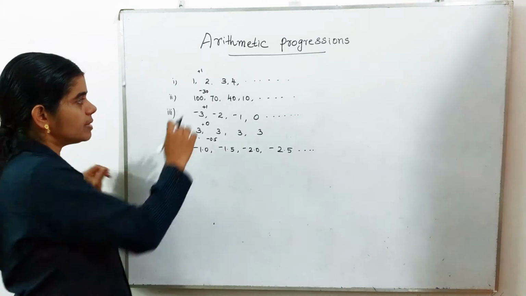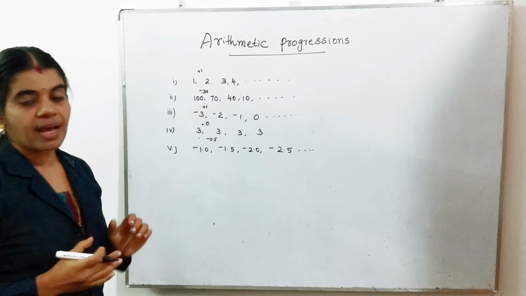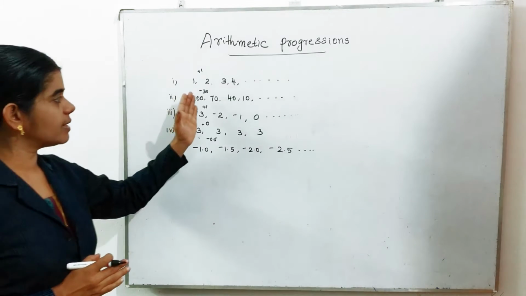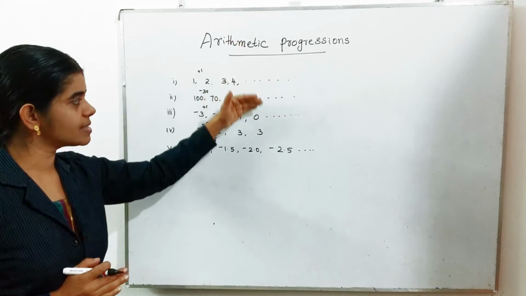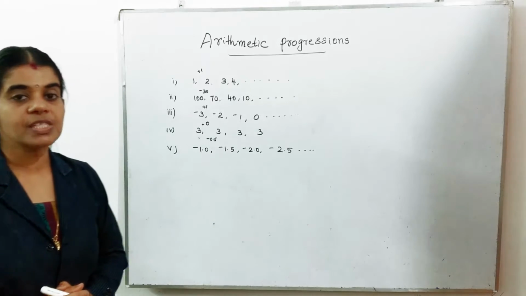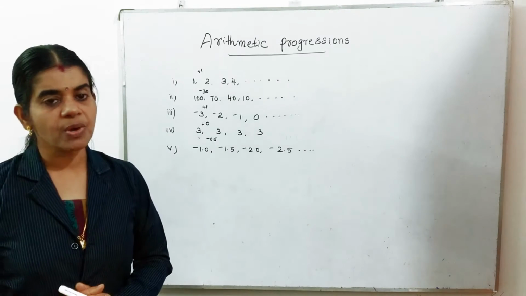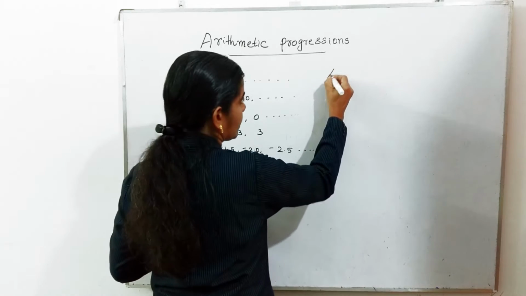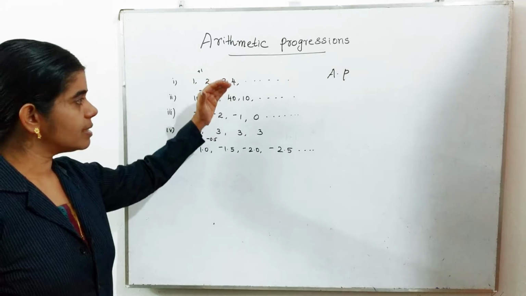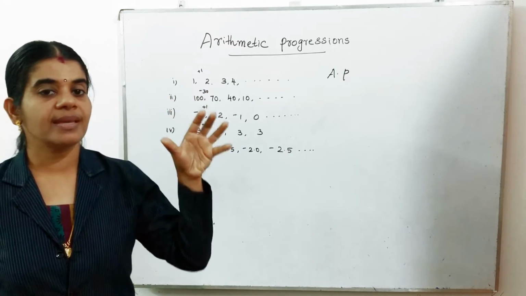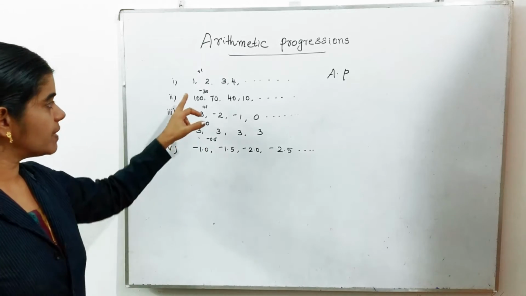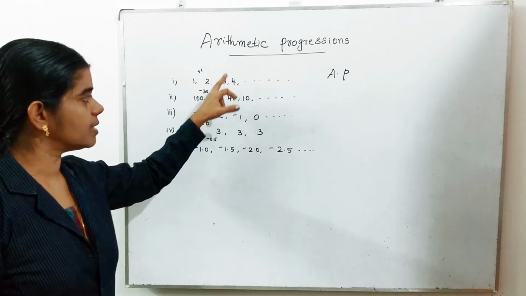Here each number we are getting after adding a constant number to the previous number, then you are getting the next number. All these number patterns come under the arithmetic progression. Then what does arithmetic progression mean? Shortly we will say AP. AP means arithmetic progression. In the arithmetic progression, instead of saying numbers, we are saying each number as a term. Here we will say first term, second term, third term, fourth term, like that.